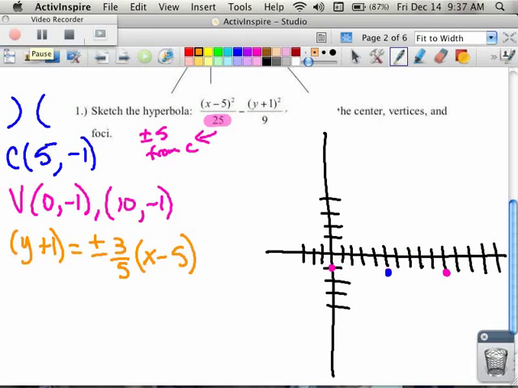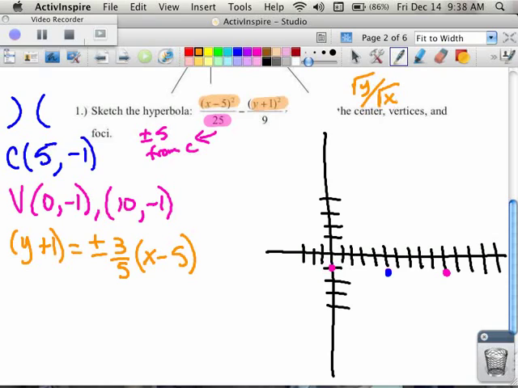So as you look at these orange asymptotes, what I want you to notice is the stuff on the left is always y stuff. It came right out of the equation that we were given. And the stuff in the parentheses, the x minus 5, also came directly out of the equation that we were given. The 3 over the 5, which represents the slopes of the asymptotes, is always the square root of the y thing over the square root of the x thing. Let me write that down. Square root of y over square root of x.